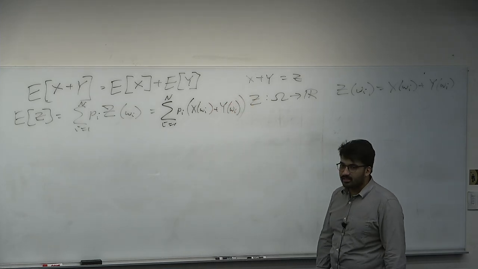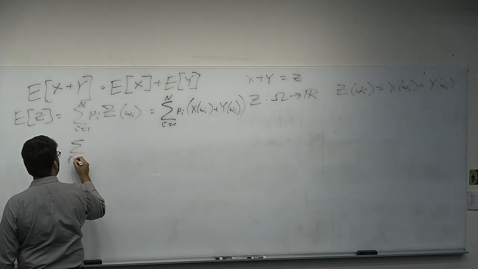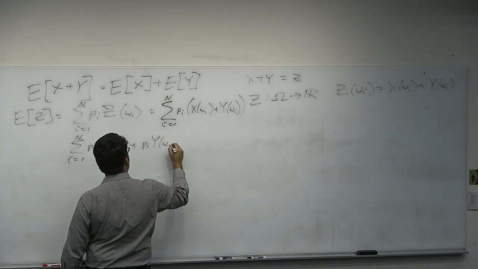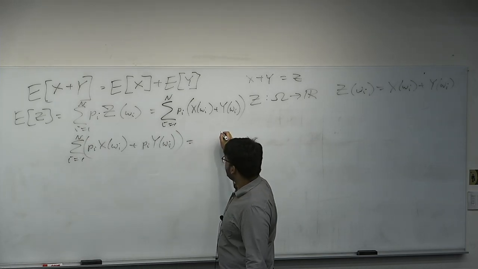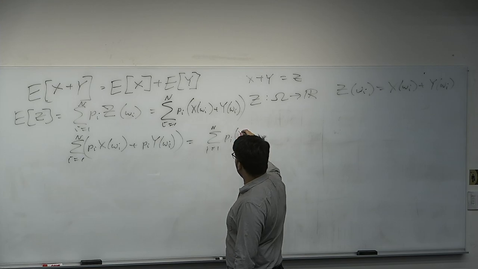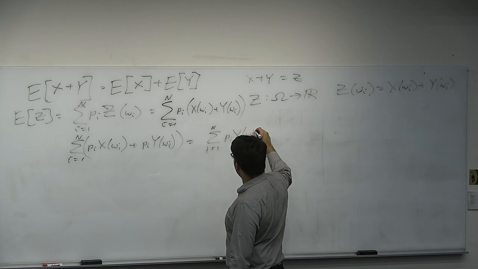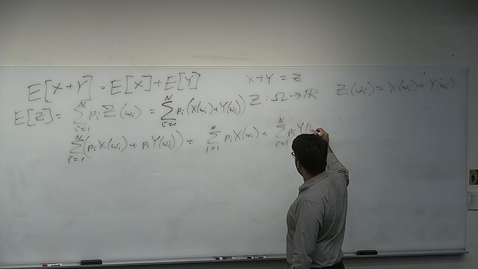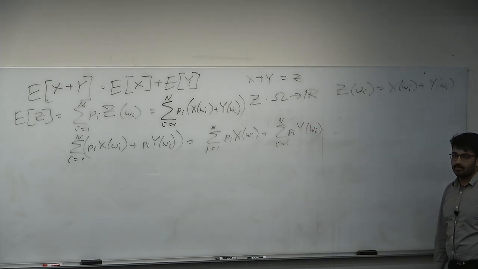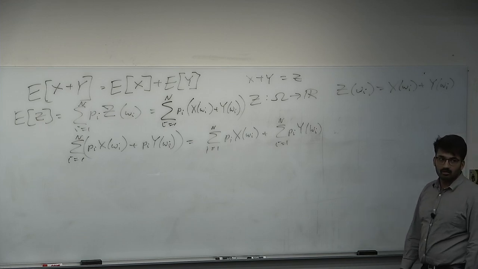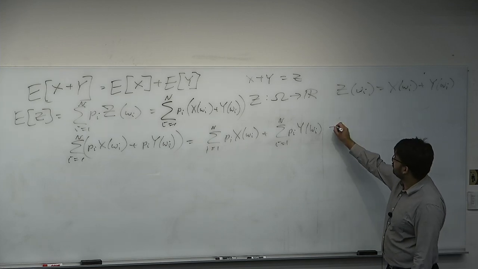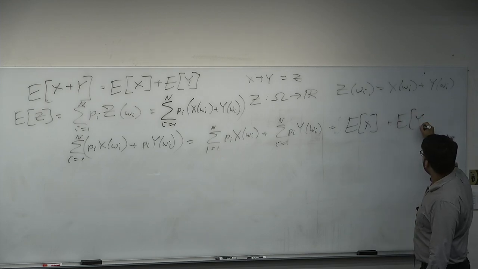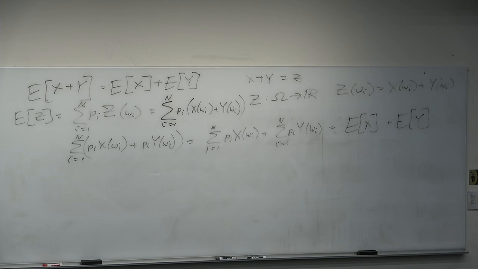Right? From there, we may simply distribute. We'll get the sum from i equals 1 to N of p_i x of omega i plus p_i y of omega i. And then we can break the sum up. What is the sum from i equals 1 to N of p_i times x of omega i? Yes. Similarly, this is just going to be the expectation of y. The expectation of two payoffs is equal to the sum of the expectations of each.